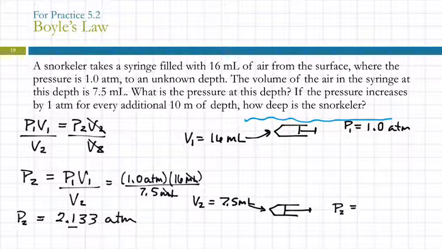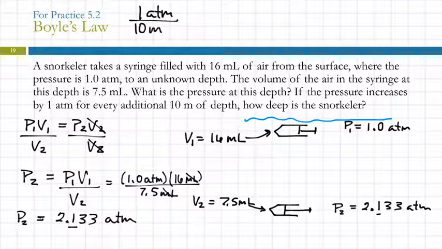So down here we've got 2.1 atmospheres. Every additional 10 meters, you increase 1 atmosphere. So that sounds like a conversion factor to me. 1 atmosphere per 10 meters in depth.